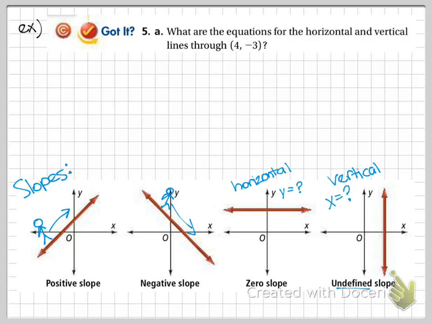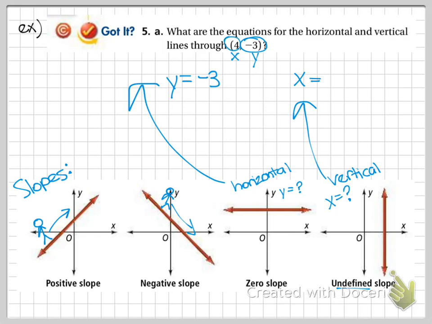So if we are wanting to find the horizontal and vertical lines through 4, -3, we know that the horizontal line is going to be y equals something. Well, in our case, y equals -3, so the horizontal line will look like y equals -3. The vertical line we know is going to be x equals something. So in our case, our point is at 4, so the equation of that vertical line would be x equals 4. Okay, so that is a horizontal and vertical line.